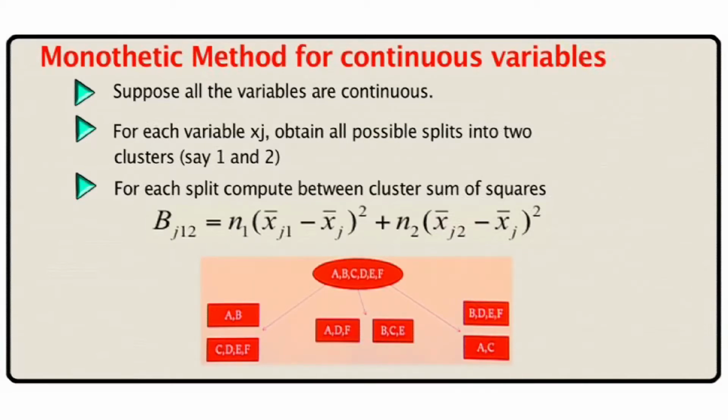So I can have several such splits based on a single variable. In each of these cases, I compute the Bj values, the Bj's for the two clusters that we are forming here.